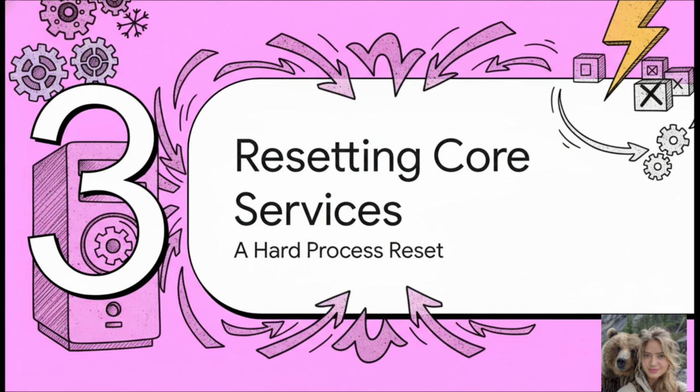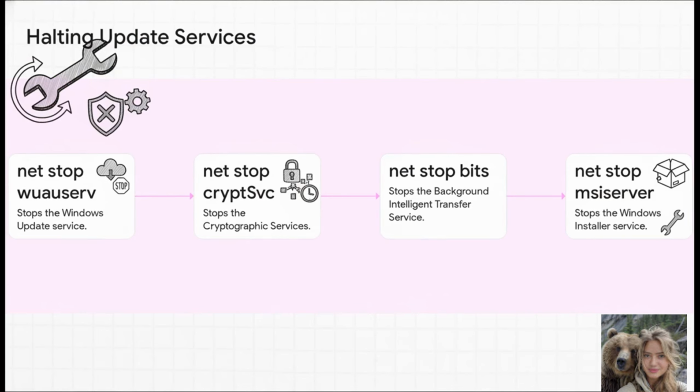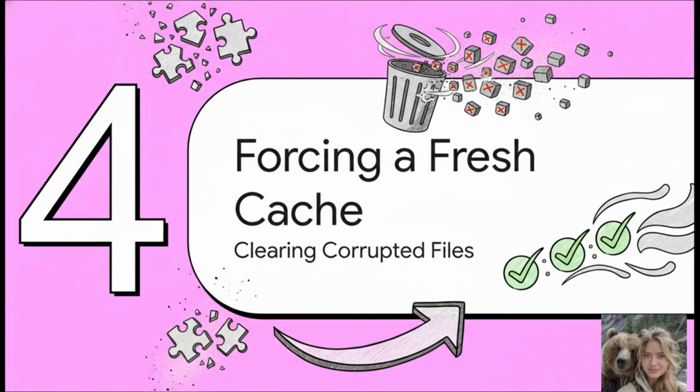Okay, system integrity is confirmed. Now we can go after the engine of the update process itself, those core services that are most likely just stuck in a frozen state. We're going to use the command prompt to just manually stop the 4 key services that handle all the update stuff. That's the main Windows Update service, the cryptographic service, the Background Intelligent Transfer Service, you know it as BITS, and the Windows Installer. Now, with all those services safely stopped, we have this perfect little window of opportunity. We can get in there and clear out the old, probably corrupted update cache that's likely causing the whole problem in the first place.